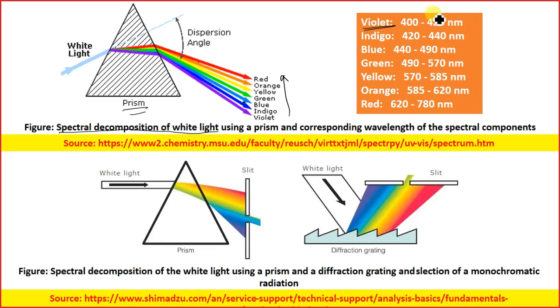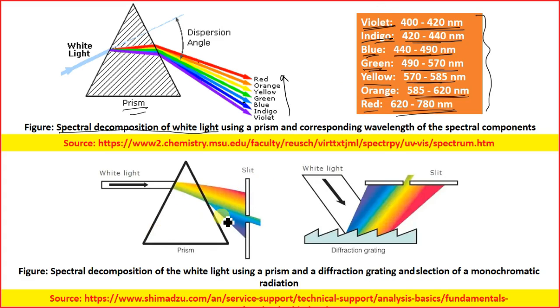Violet has an optical region of 400 to 420, then indigo 420 to 440, blue 440 to 490, green 490 to 570, yellow 570 to 585, orange 585 to 620, and red 620 to 780, okay, nanometers. So these are the wavelength ranges of the different colors of the Vibgyor.